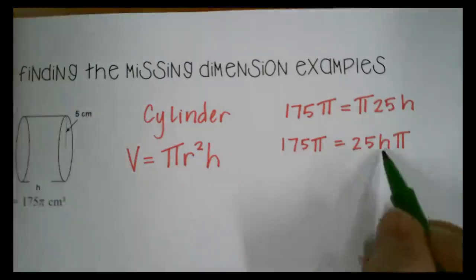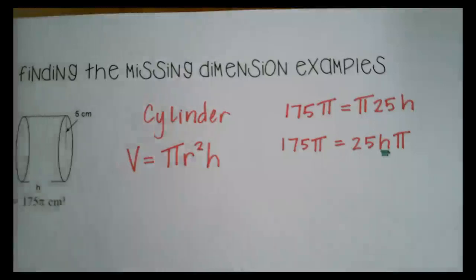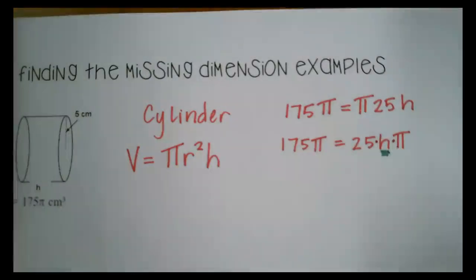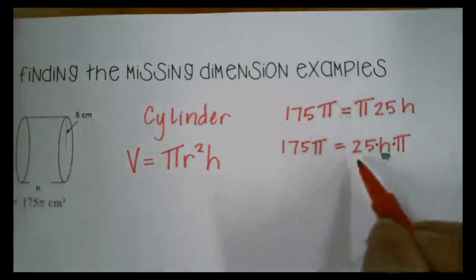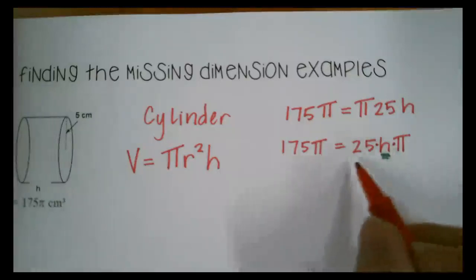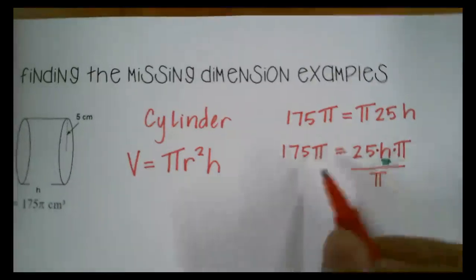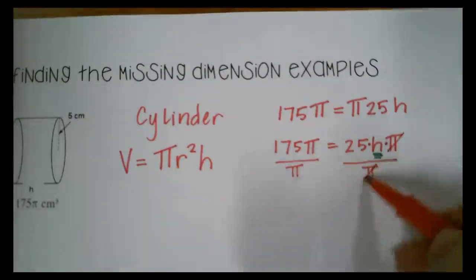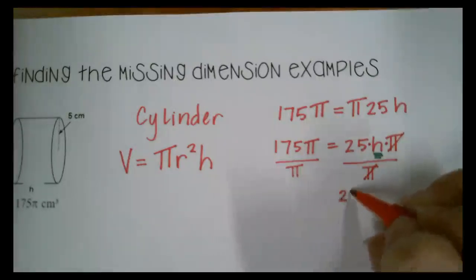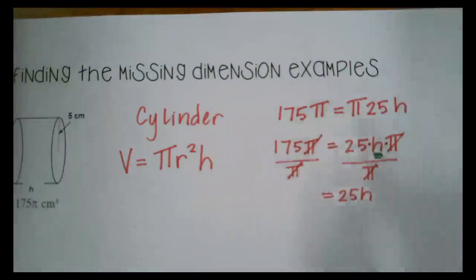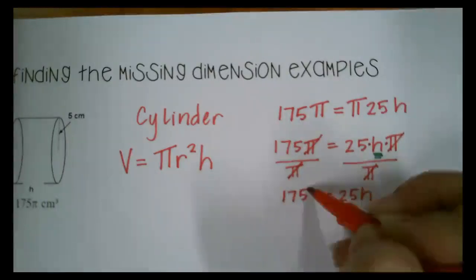I want to figure out what the height is, so I need to solve for h. That means I need to get h by itself. Right now, these are multiplied with the h, so to undo them I have to do the opposite. The opposite of multiplying by pi is to divide by pi, and the rule is whatever you do to one side, you have to do to the other. When I do that, the pi's cancel, and I have 25h. Over here I cancel that, and I have 175.